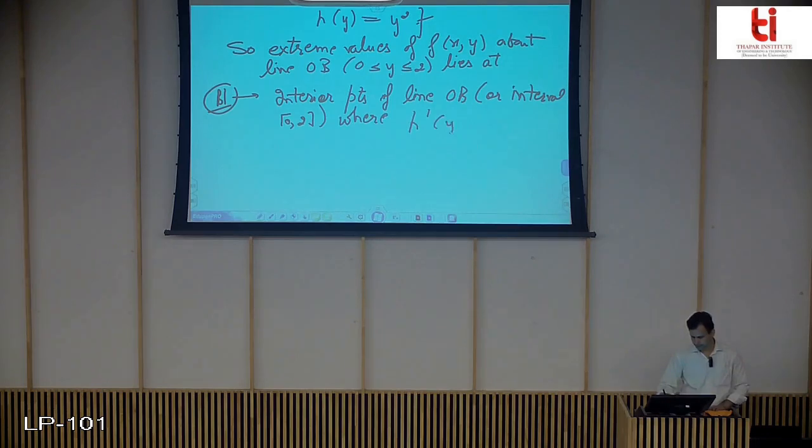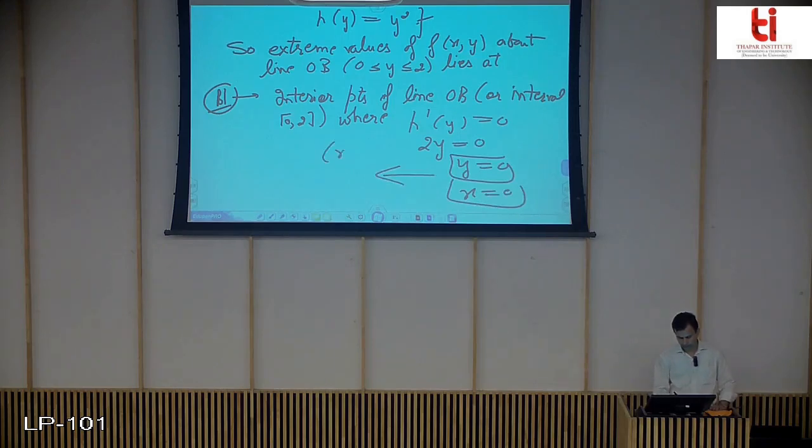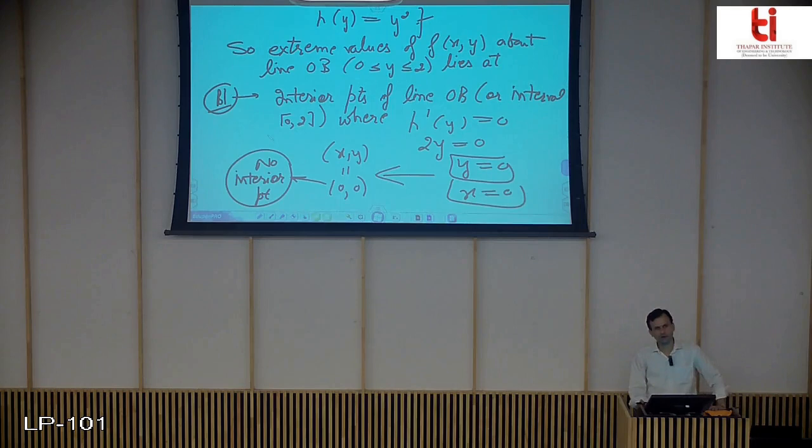h dash y is equal to 0, because you can see h dash is defined. So I am simply writing h dash y equals 0. This gives you y equals 0, and x equals 0 was already there. So the point is (0, 0), and it is not an interior point. So you have no interior point of this line segment OB, or interval 0 to 2, where you have any maximum or minimum of the given function f(x, y).